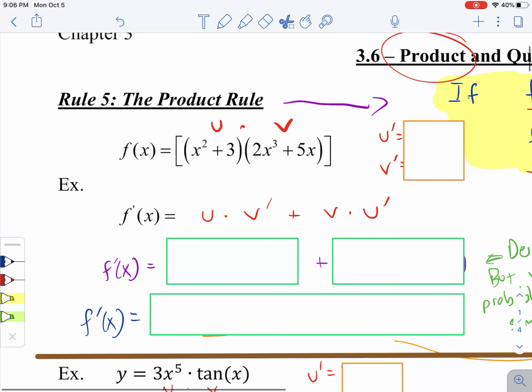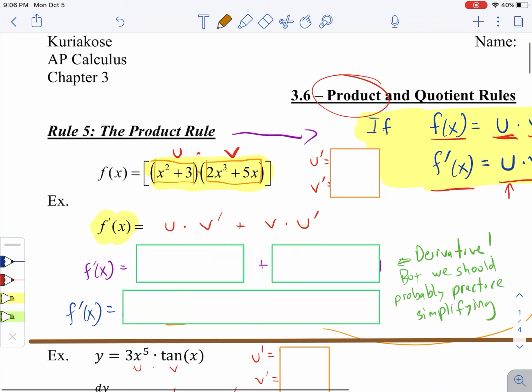Okay, f of x. They want me to differentiate this, find f prime. We've never differentiated something that looks like this. This is a product of two functions. The u, as I've labeled, is, right here, the u is x squared plus 3. That's just the first function. Nothing special about u and v. You can call them whatever you want. The second function, and it's being multiplied, is the v. It's 2x cubed plus 5x.